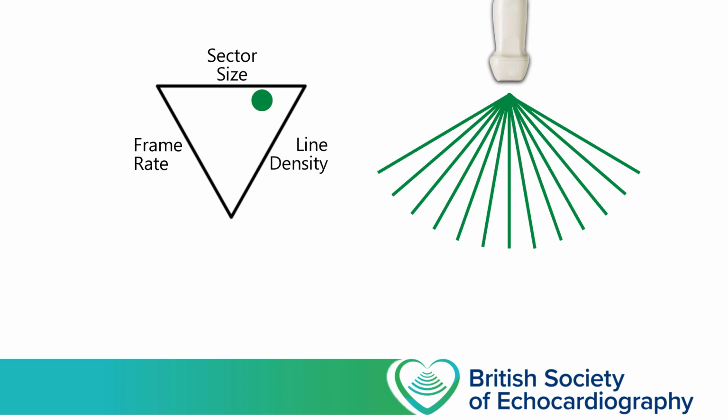Okay, so this nicely leads us on to think about which of the settings on the ultrasound machine a level 1 sonographer needs to be able to master in order to produce optimised images. So let's start with sector size. We're going to set our sector depth and we're going to set our sector angle.